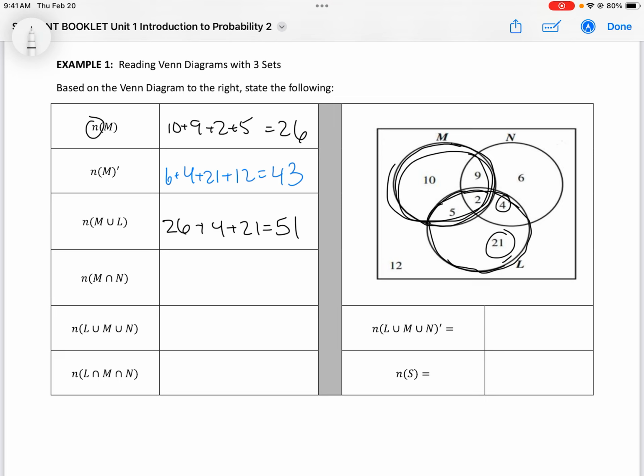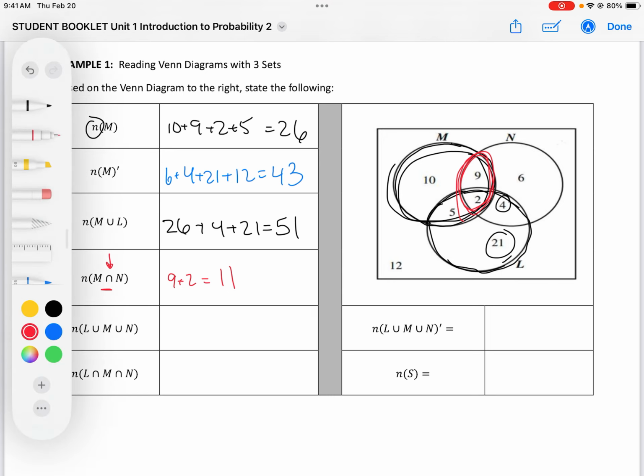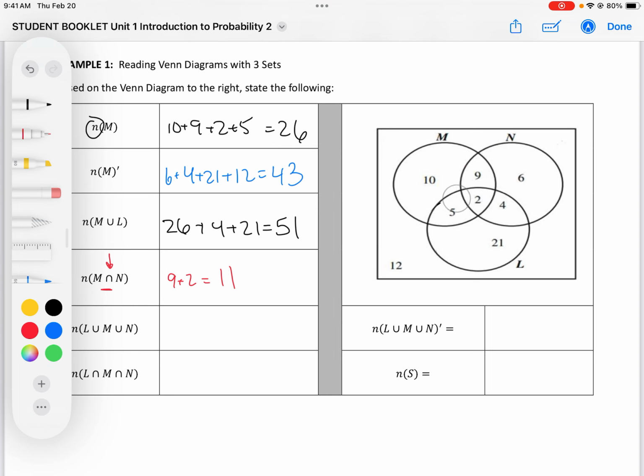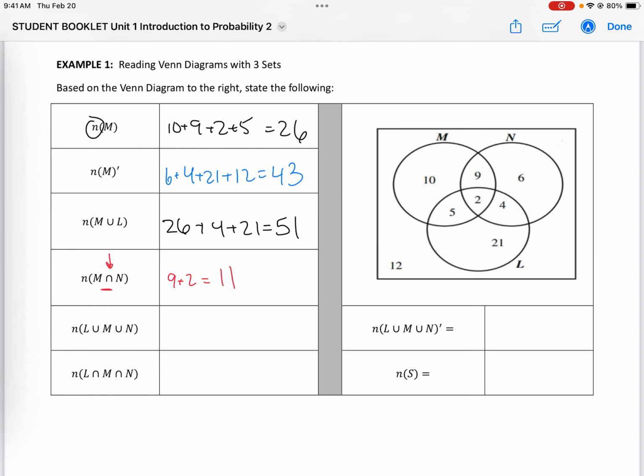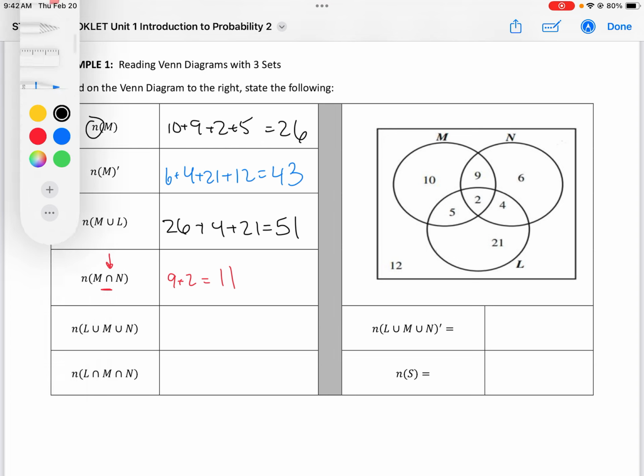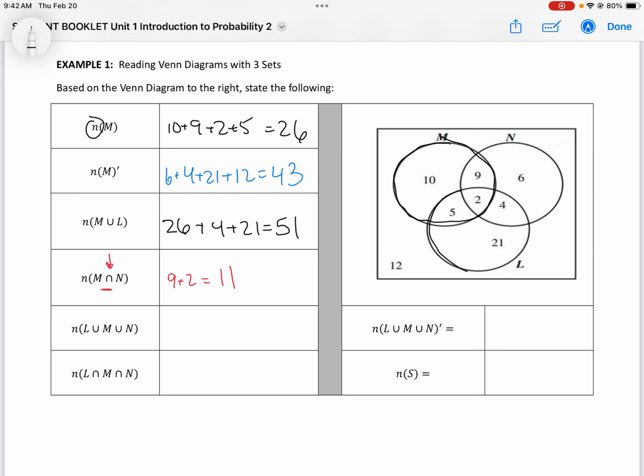Now, the intersection of M and N. This intersection is only here. This notation is going to be the overlap. As long as it's in both M and N, which is just 9 and 2, which is 11. Now we're going to venture out more. Let's take a look at 3. We already said that M or L is going to be that 51.